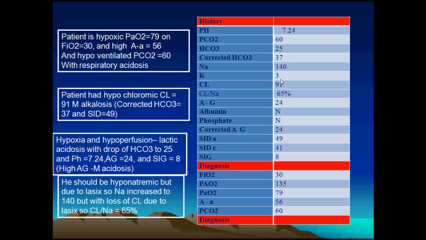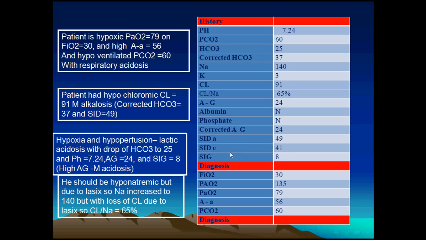Then we come to another part. What about the corrected bicarbonate? Corrected bicarbonate means bicarbonate plus the anion gap change. Look at the anion gap here, it is 24. 24 is high. This means that the patient has a high anion gap metabolic acidosis, even though the bicarbonate is normal.